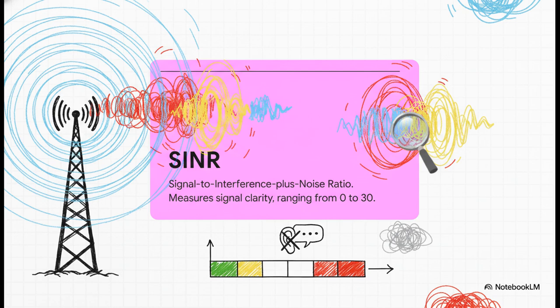But here's the thing. Power definitely isn't everything. I mean, you can have a super loud signal, but if everyone else in the room is yelling at the same time, you still can't understand a word, right? That's exactly where SINR comes in, signal to interference plus noise ratio. Ranging from 0 to 30, SINR is all about measuring signal clarity. As our source notes reveal, even if you have crazy strong power, interference from overlapping cell sectors or signals that are just overshooting their intended range can completely ruin your data flow.